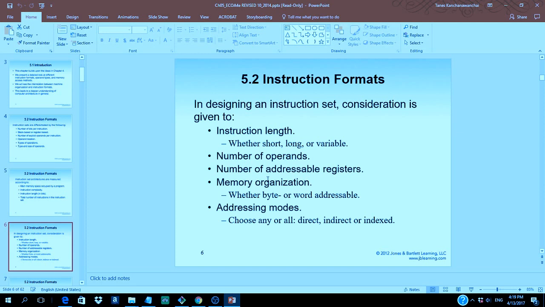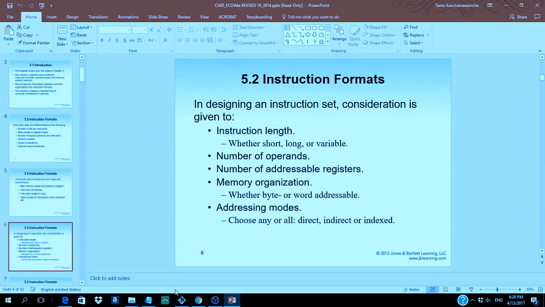So when we design, we consider the instruction length, whether it's short or long or variable. We also look at how many operands we need, right? Like in MARIE architecture, we have only one operand, but in Microsoft Assembly, we have two. So it depends on the assembly.